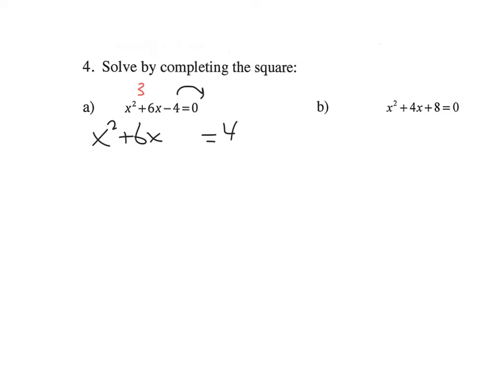Half of 6 is 3. Square it. It would be 9. Make sure you add that to both sides, not just one of them. The right-hand side becomes 13. Sorry about that. Left-hand side. Whatever the half was, will go inside your parentheses here.